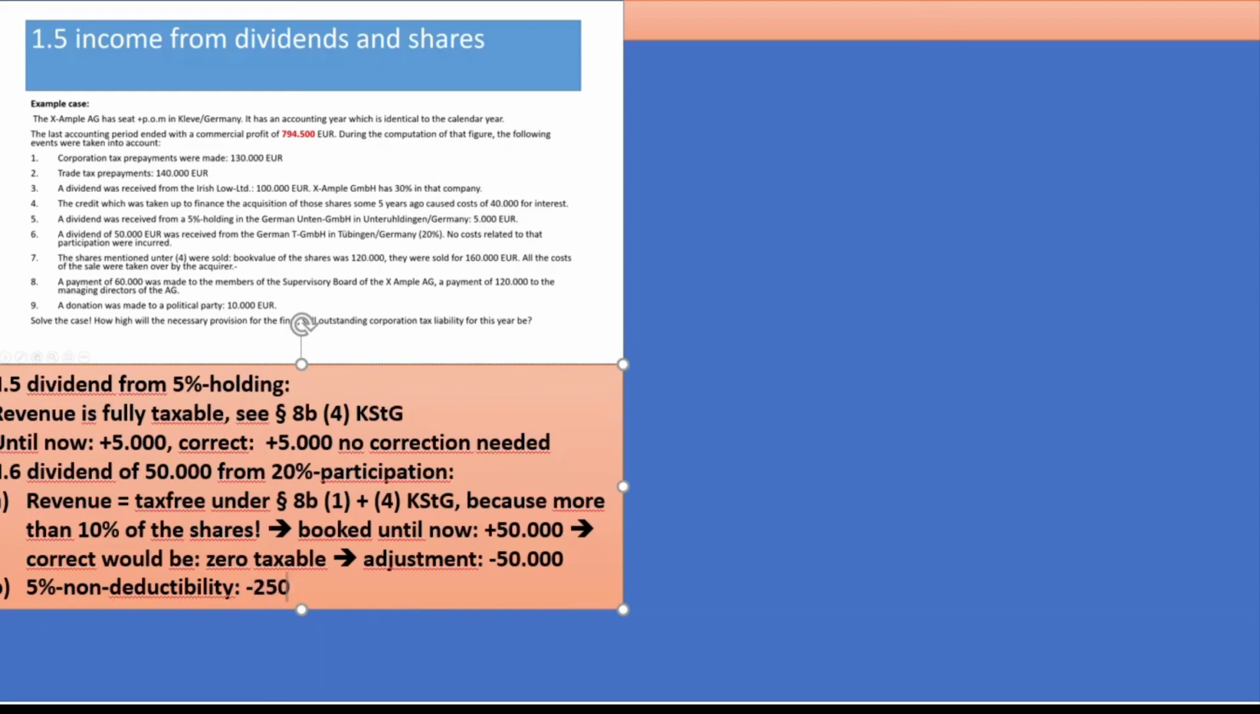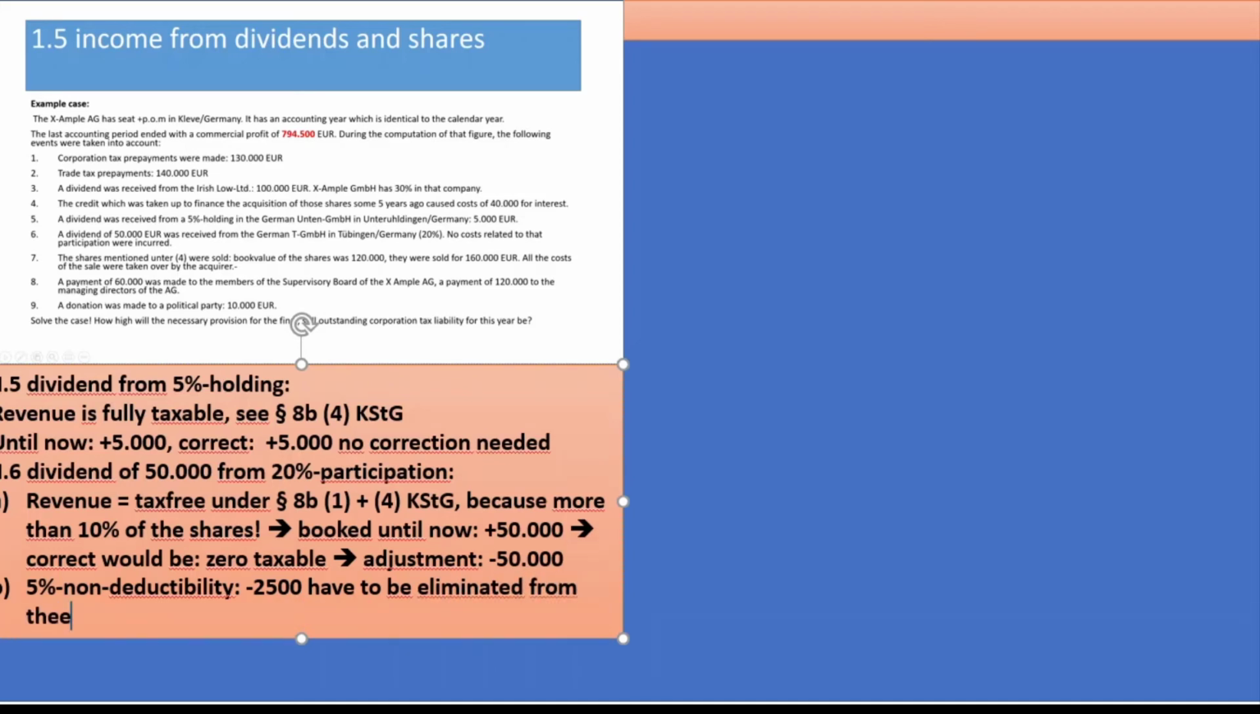Now let's come to the 5% non-deductibility. So minus 2,500 have to be eliminated from the expense of the firm. See paragraph 8b5 KStG. So the consequences add up 2,500 euro again.